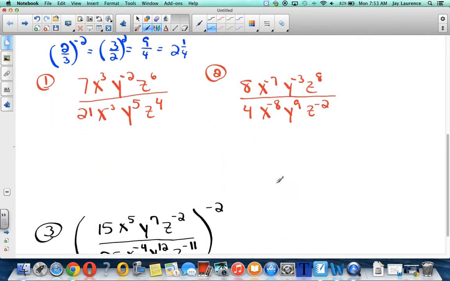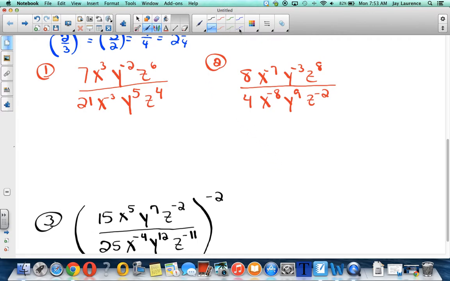All right, let's try some stranger looking ones. Look at number 1 here. Now, we simplified fractions like this, but we didn't have negative exponents. I'm going to draw attention to these negative exponents, because with these negative exponents, I need to use the reciprocal. I'm not going to do anything yet. I'm just going to use the reciprocal on my terms with negative exponents, which just means if they're in the numerator, they'll move to the denominator. If they're in the denominator, they will move to the numerator.